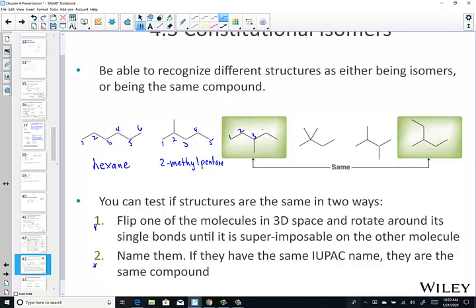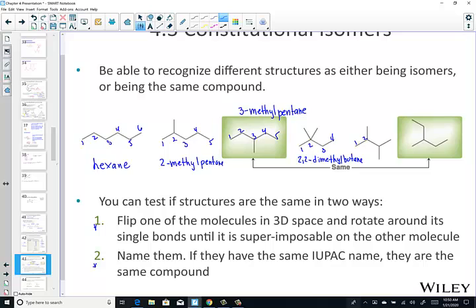1, 2, 3, 4, 5. This would be 3-methylpentane. A unique name, therefore they are different compounds but share the same molecular formula, so they are called constitutional isomers. Then I can start branching into 4-carbon chains. Here I have 2,2-dimethylbutane. Shares the same molecular formula, but a different name, a constitutional isomer.